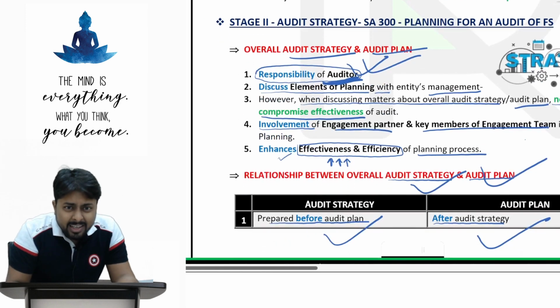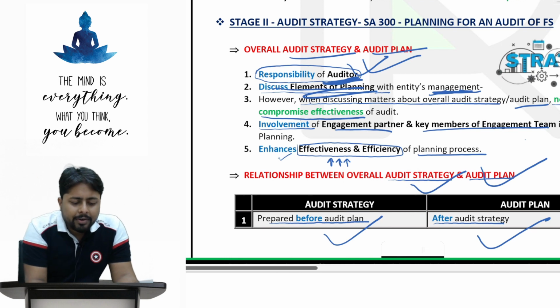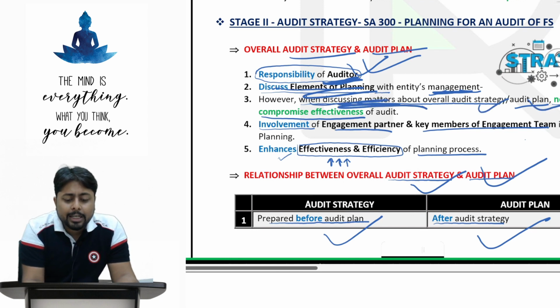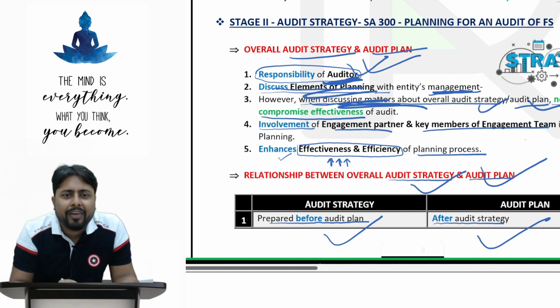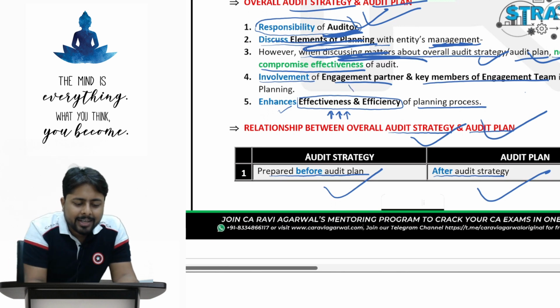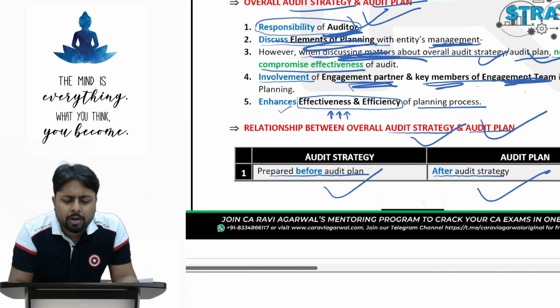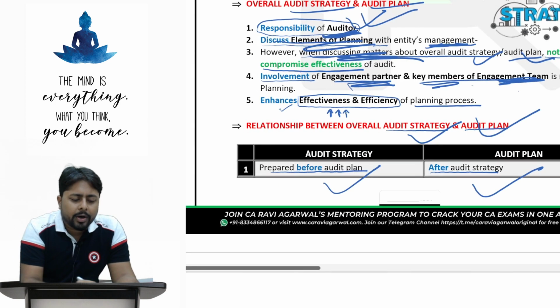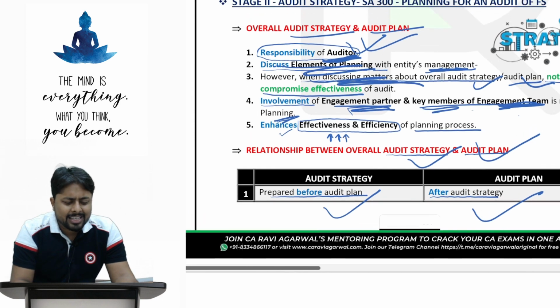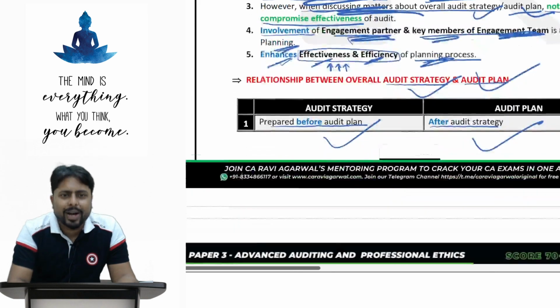Next, auditor, discuss the elements of planning with management. Please do not fail here. Whenever you are discussing strategy and planning, do not compromise regarding the effectiveness of the audit. Please involve the engagement partner and also key members of the engagement team whenever you are making the audit plan. Why are we making this strategy? So that it enhances the effectiveness and efficiency of the planning process.